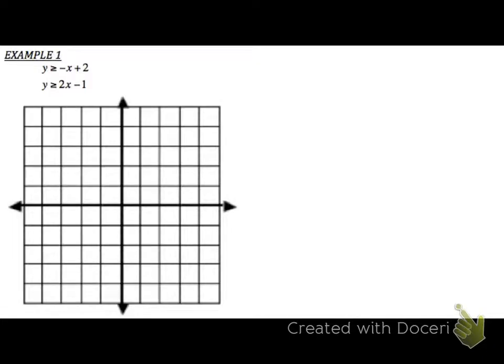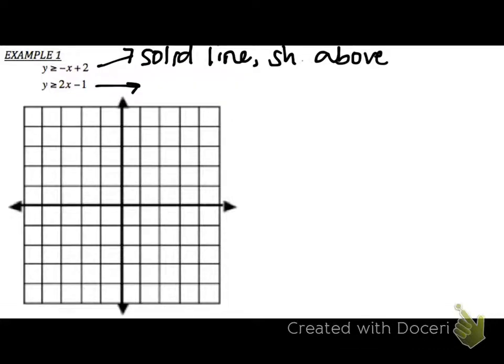Alright, so for example number 1, I'm given two inequalities. I'm going to be switching back and forth between pen tools, so there might be some gaps in the video. Real quick, before I get started, I know on this inequality, it says greater than or equal to. So I know it's going to be a solid line, and it's going to be shaded above. For this one, it also says greater than or equal to, so it's going to be a solid line, shaded above.